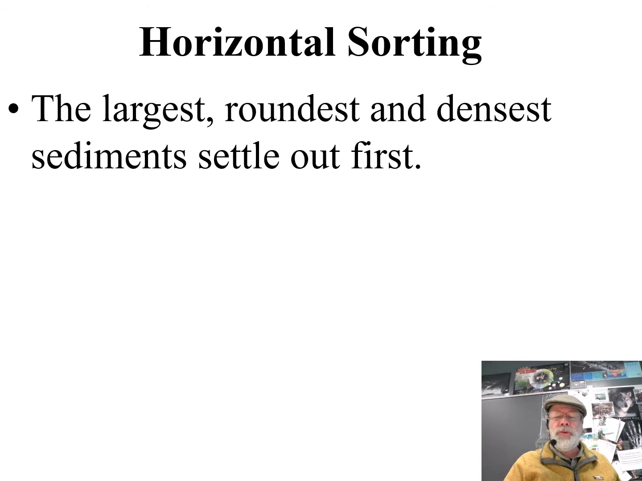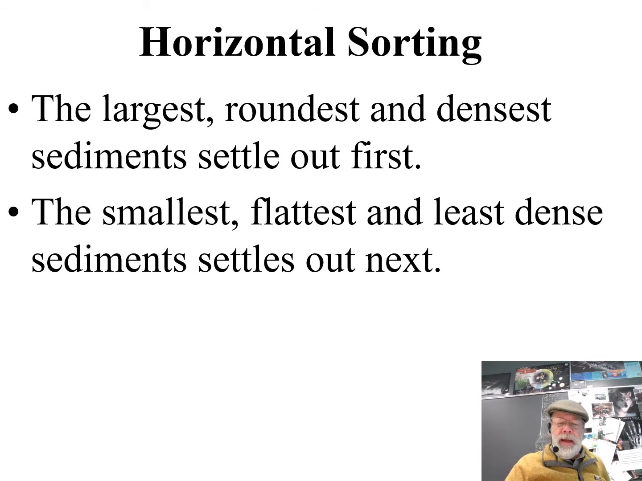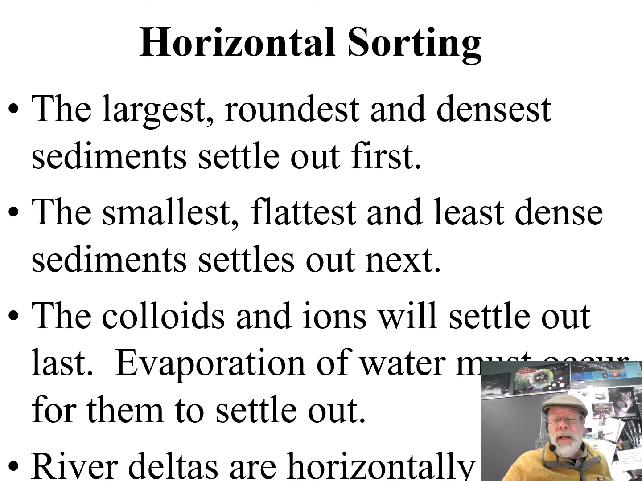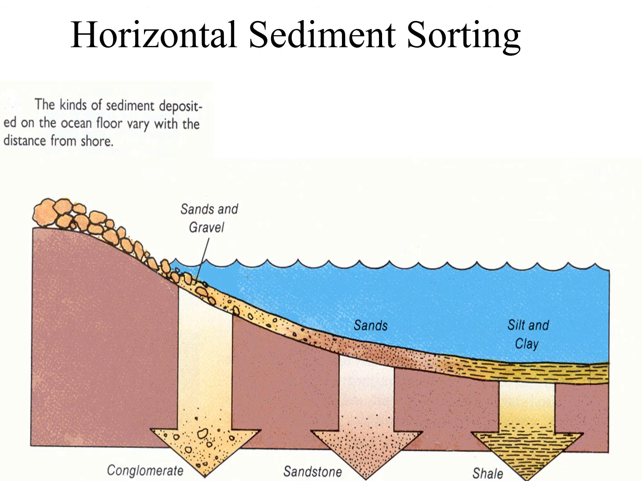So horizontal, the largest, roundest, densest settle out first, and the other ones settle out next. The things that are dissolved in there require the water to evaporate. Any river delta is horizontally sorted. The largest particles are going to be where the water empties in and begins to slow down. The smallest particles will be further out into the ocean. So this would be an example of horizontal sediment sorting, and you can see the large particles, and then it gets finer and finer and finer as you get further offshore.